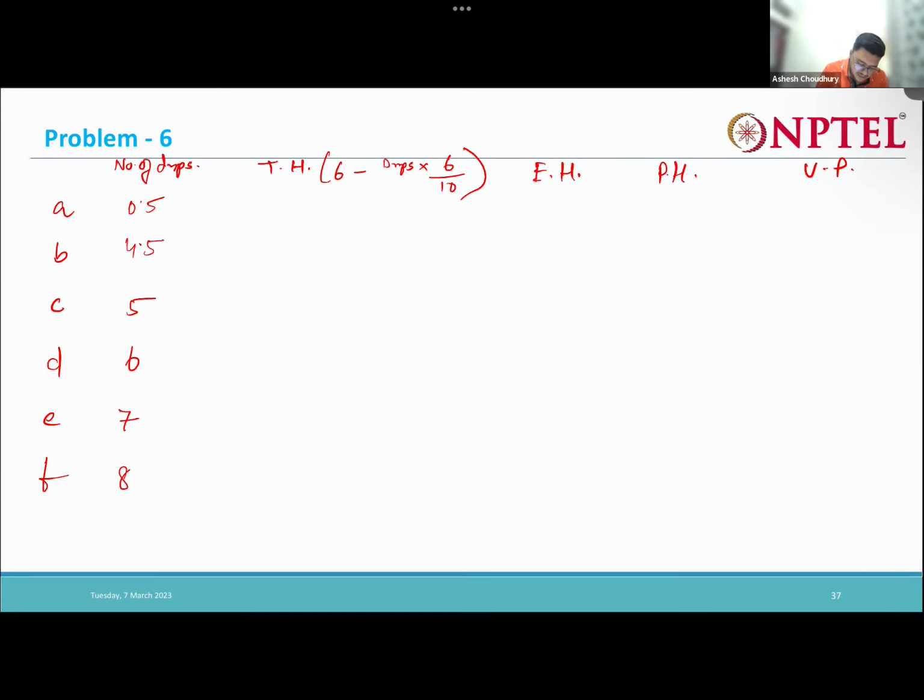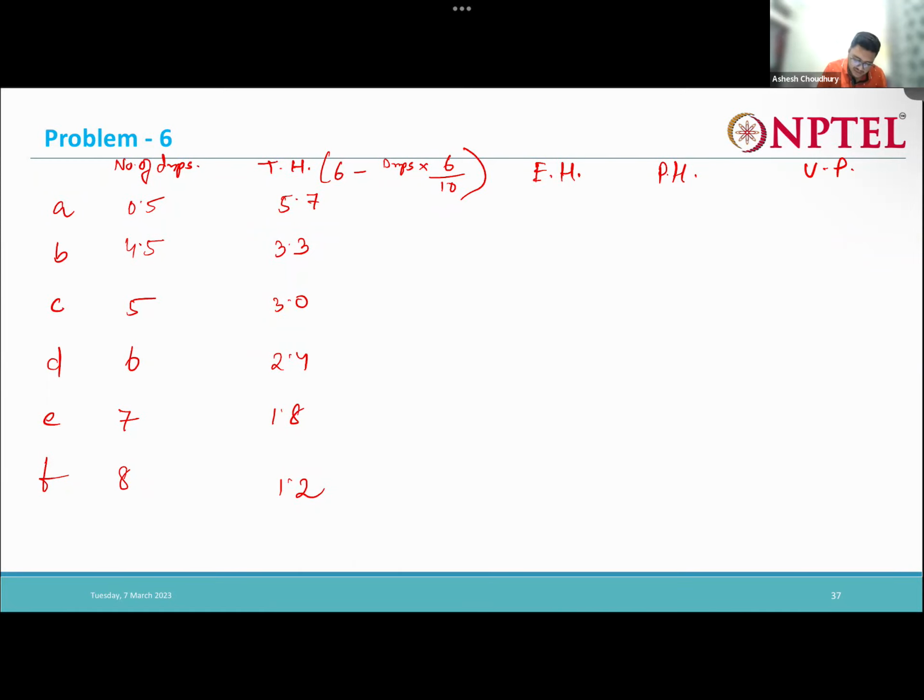Now my total head will be 6 minus 0.5 into 6 by 10. If we do this, for the first one it will be 5.7. For the second one it will be 3.3. Third one it will be 3.0. Okay, 1.2. Now what is the elevation head?